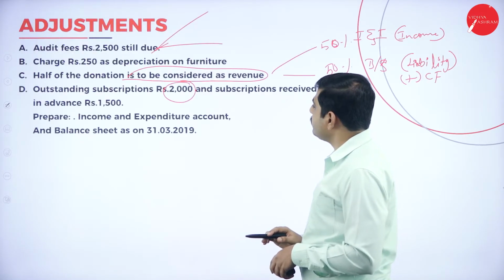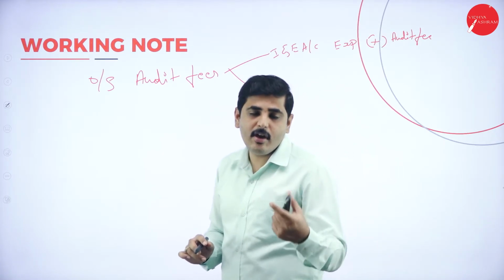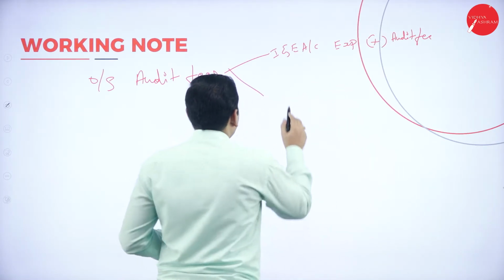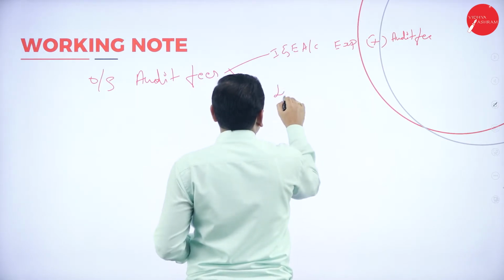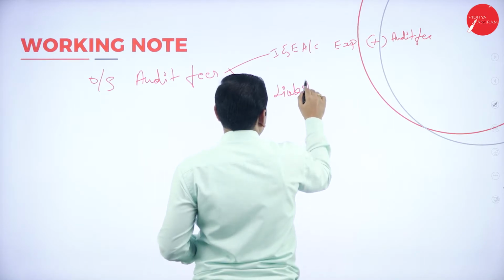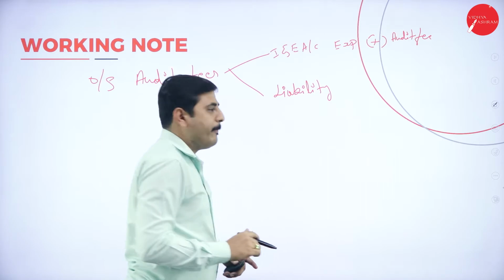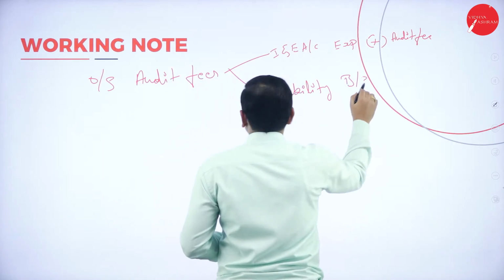Next one. Coming to next point. So remaining outstanding, so still we have not received, is a liability. We have to show next one liability. Next adjustment is liability. Liability side of balance sheet. So we have to show it in the liability side of balance sheet. Next point.